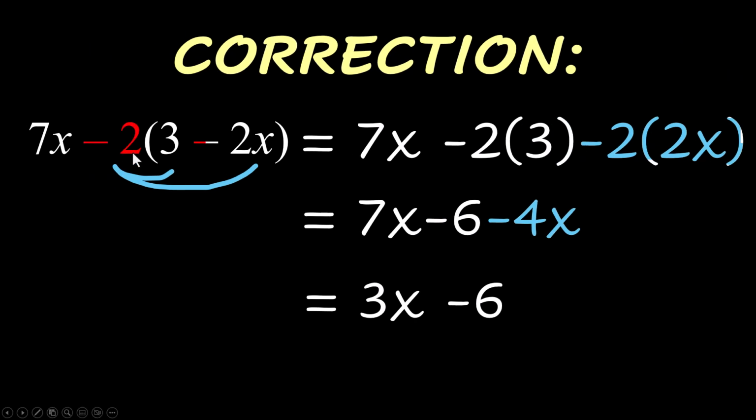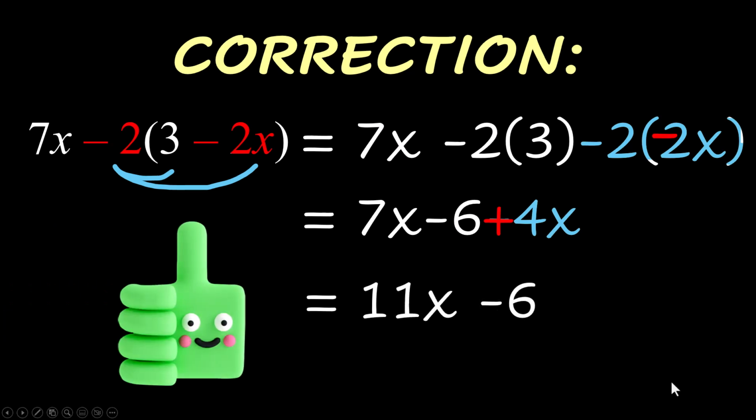When you do this, you're going to take the negative 2 times the 3, which worked out fine for the first one. But then you take the negative 2 times the negative 2x. Keep the sign with the term. So it ends up becoming a negative 2x on the inside. Negative times a negative is a positive 4x. So instead of getting 3x in the final answer, we should have gotten 11x. I bet you found that, didn't you?